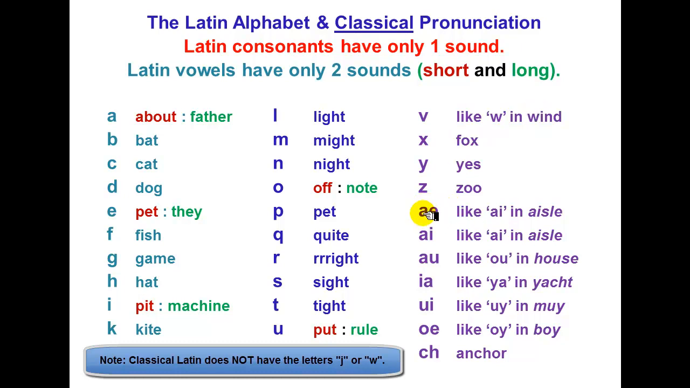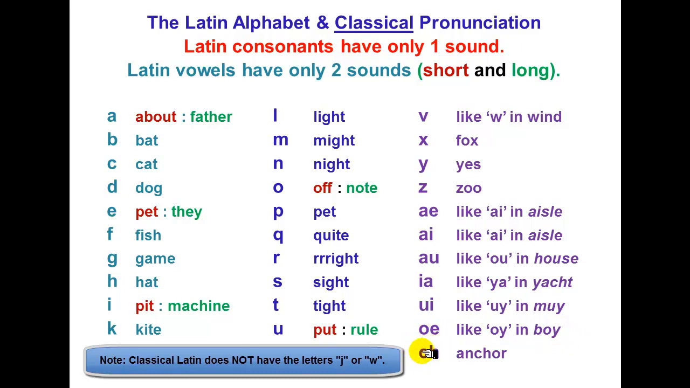There are some instances where you get two vowels combined to make one sound, and these are called diphthongs. AE in Latin sounds like I in aisle, so does AI. AU sounds like the OU in house, ow. IA sounds like the letters YA in our English word yacht, ya. UI sounds like the UY in the Spanish word muy. OE sounds like the OY in our English word boy.